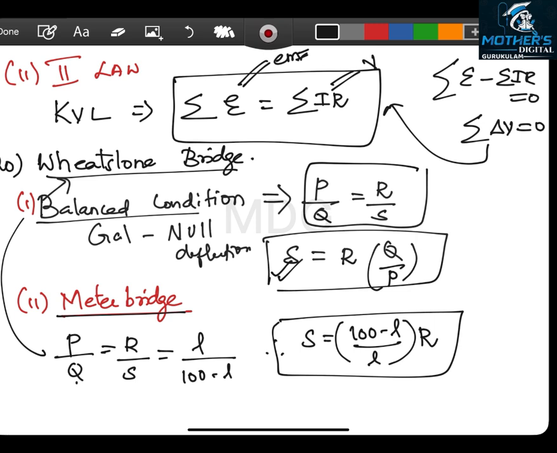The P and Q can be taken from the wire: L by 100 minus L. If you go through the experiment, you will understand how P will be equal to L and Q will be 100 minus L. Rearranging this formula, we get S equal to (100 minus L) divided by L into R. So we calculate the unknown resistor with the help of the known resistors under the balancing condition.